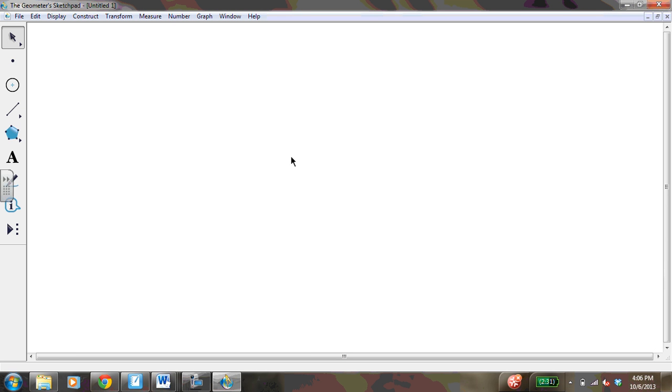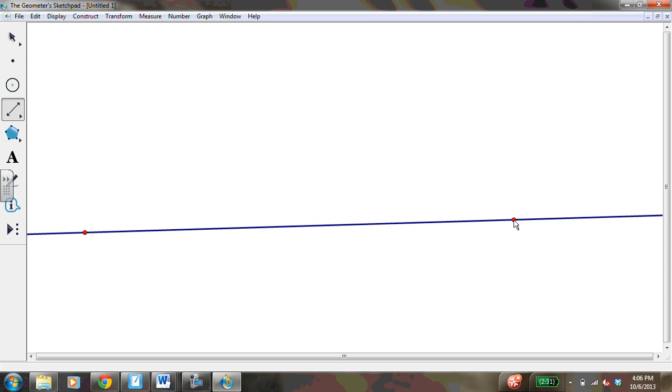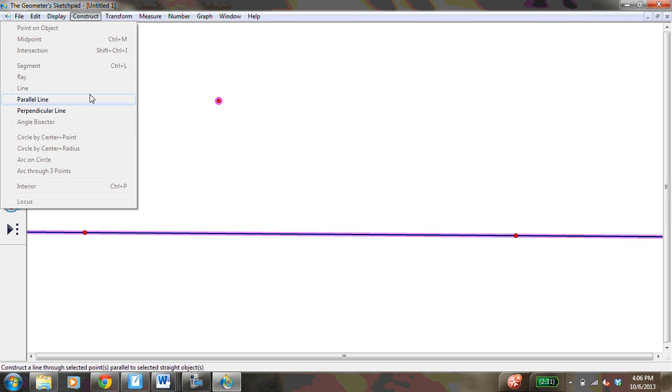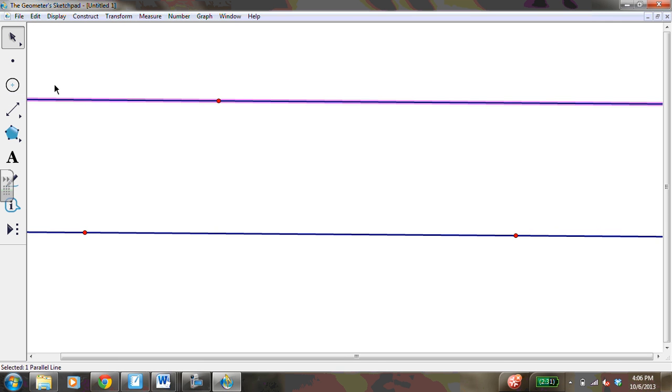Using a program called Geometry Sketchpad, I am going to create a picture to help us prove and discover the different properties about parallel lines. So first I'm going to construct a line, and now I need to construct a line parallel to it. So I'll pick a point and select the line and construct the parallel line. This program works a lot like a protractor and a compass.